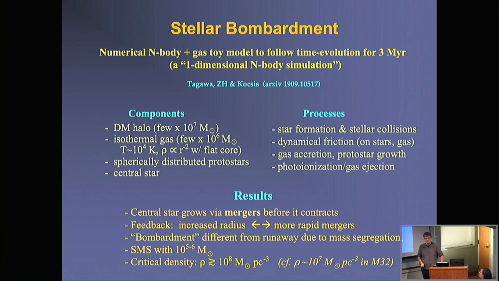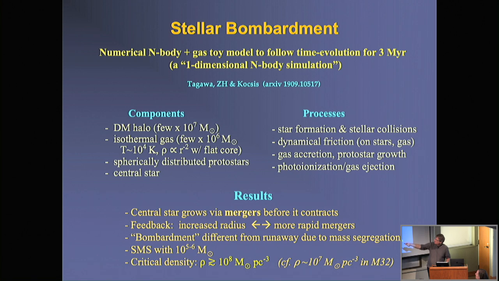actually it may be even more interesting than this, because this physics I described, which doesn't allow stars to contract, will cause another kind of runaway growth of a massive star in the center. And so that is why I call this stellar bombardment. So here the picture is, this is a one-dimensional N-body simulation. That's a fancy name for a toy model we concocted, which describes this system, which has a dark matter halo, spherically symmetric, few times 10 to the 7 solar masses. It has gas in it, which is remaining isothermal initially.